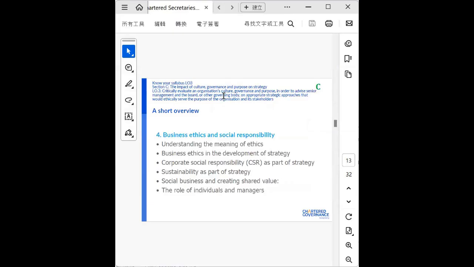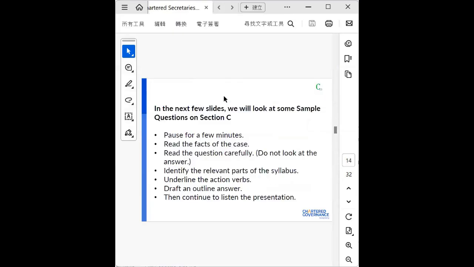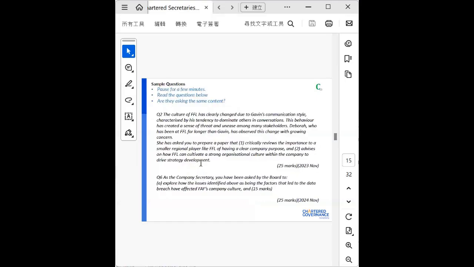So we have discussed all these things already. Now we'll take a look at a question on this part as an illustration. We look at two questions first and see how this type of question is being asked in here.